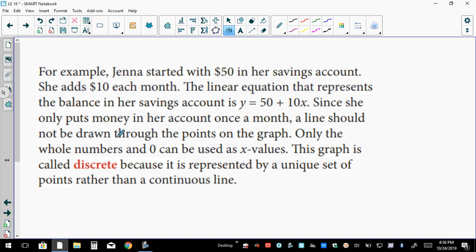Since she only puts money in her account once a month, a line should not be drawn through the points on the graph. Only the whole numbers and 0 can be used as the x values. This is called a discrete graph because it doesn't have a continuous line. So let's see what that looks like.